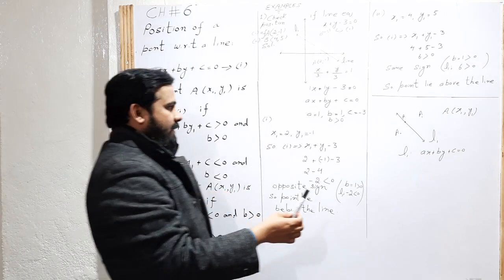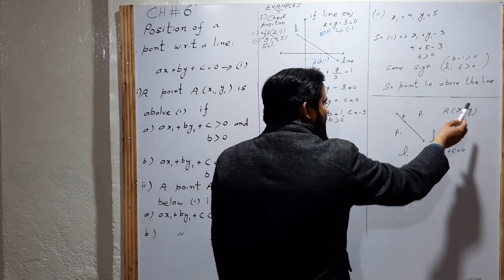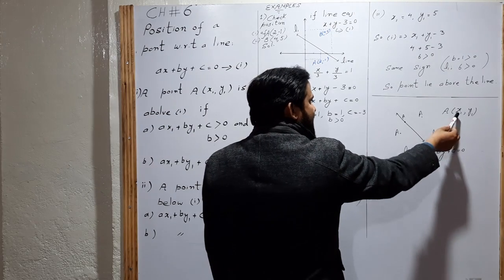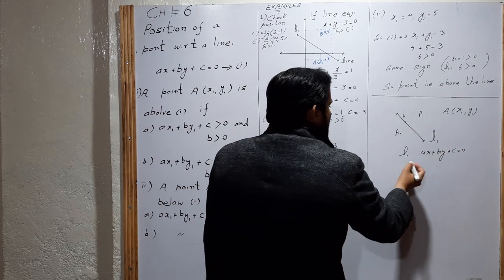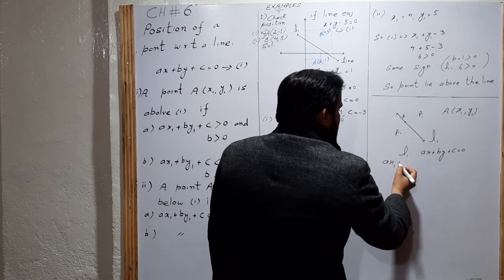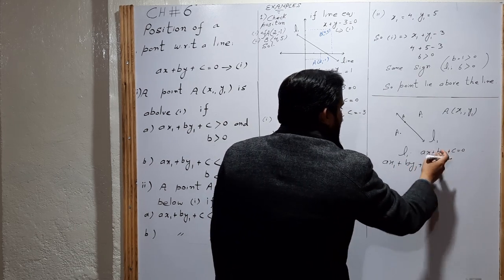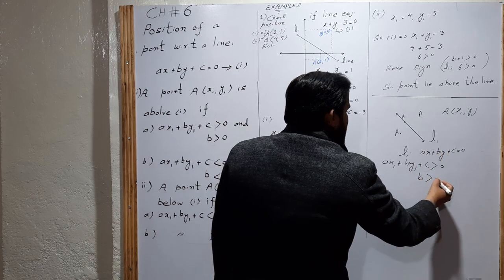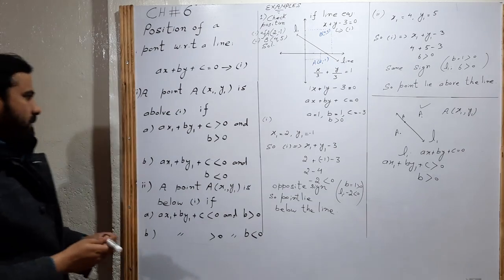For example, in the diagram there is a line L1 and there is a point x1 y1 and there is an equation. If we replace x by x1 and y by y1, and after putting, this result is greater than 0 and b is also in this case greater than 0, then it means that the point lies above the line.